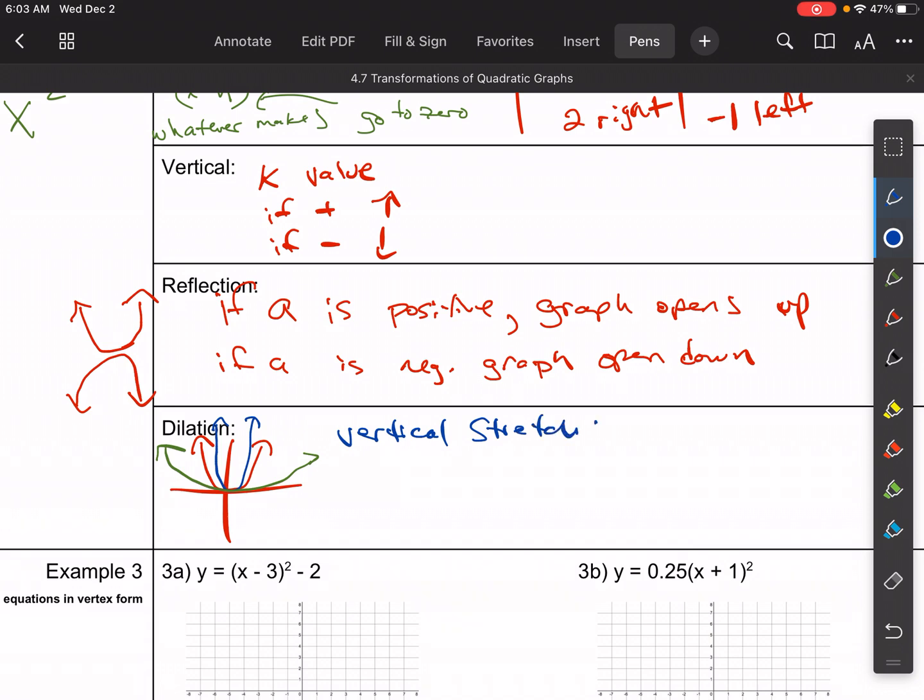happens when a value's, if you use the absolute value of a, I guess that's better, when a value's, so when a is larger than 1.